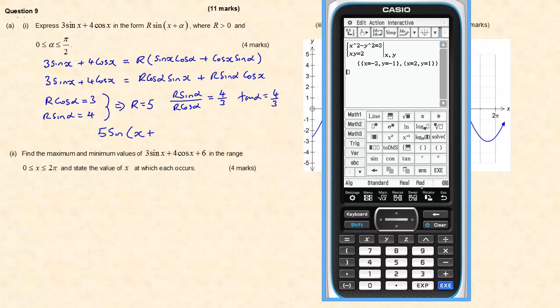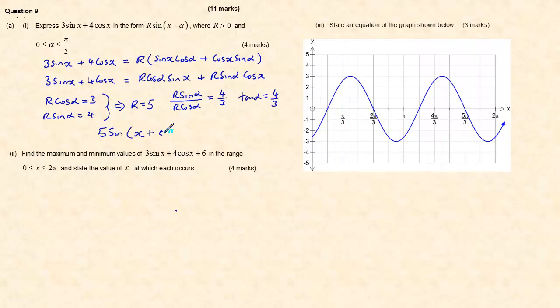So we need to make sure we're in radian mode, which we are, and we want the inverse tangent of 4/3. And we're in standard decimal, would have been better. 0.927 radians.